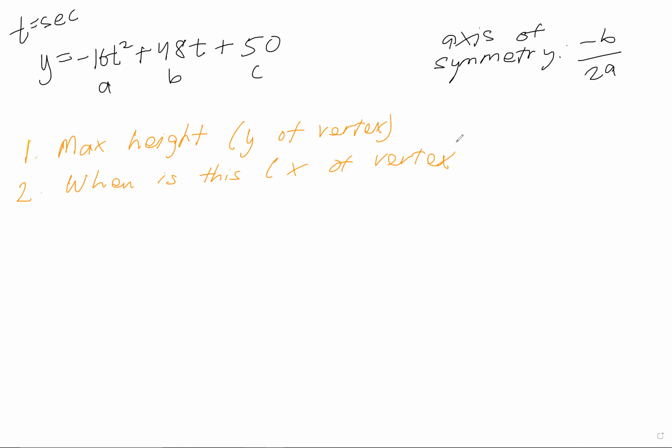Make sense? Yeah. Okay. So it's easier if we find the x first, because the x of the vertex is the axis of symmetry, right? Say this is the vertex, right? The axis of symmetry is the line that goes through the vertex. That's going to be the x.